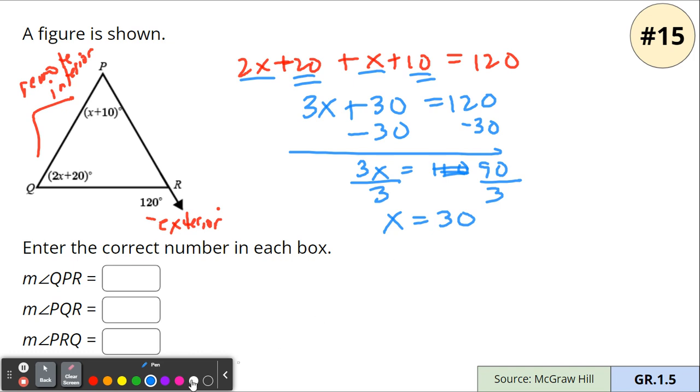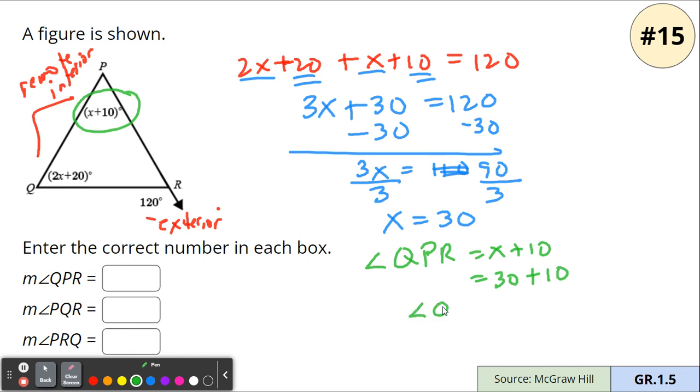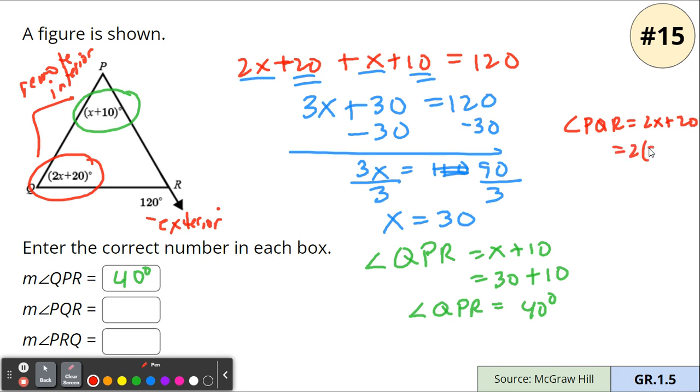Let's find angle QPR. Angle QPR is this angle that is equal to x plus 10. So it will be 30 plus 10 since our x is 30. So angle QPR is actually 40 degrees. Next, our angle PQR, this one. So angle PQR is 2x plus 20. Our x is 30, so 2 times 30 plus 20. So you have 60 plus 20, that will give you 80 degrees. Angle PQR is 80 degrees.